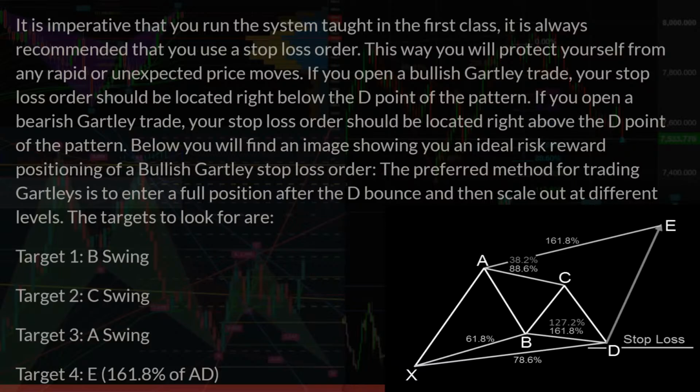Now, below you'll find an image showing an ideal risk-reward positioning of a bullish Gartley stop loss order. The preferred method for trading Gartley is to enter a full position at the D point and scale out at different levels. The targets look like the other points in the pattern: the A, the B, the C, and of course the E point being the 161 of the A to D.